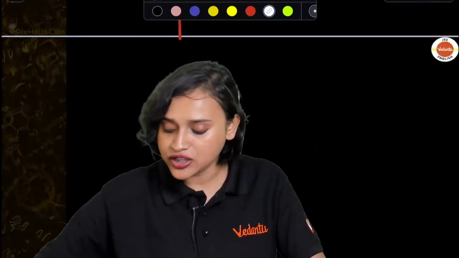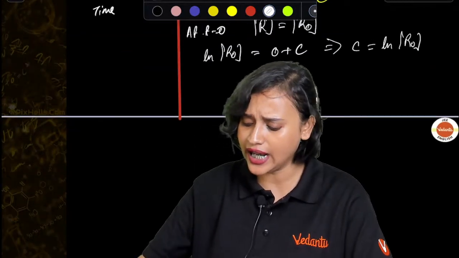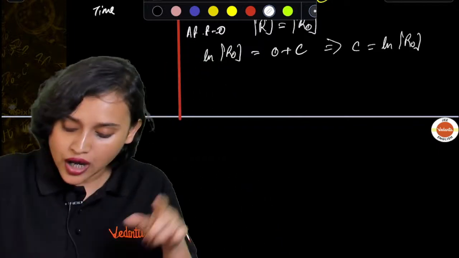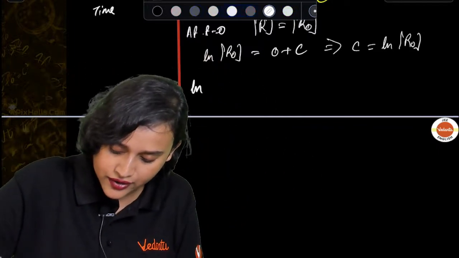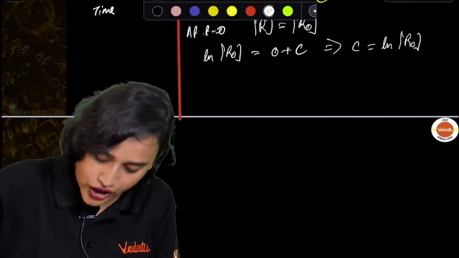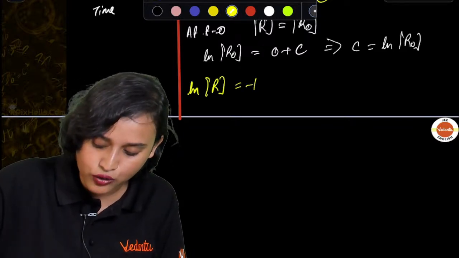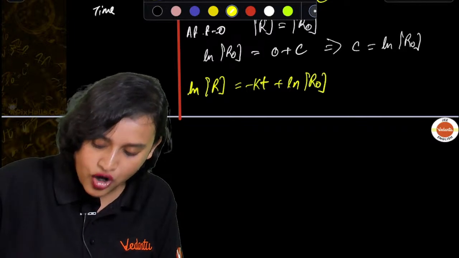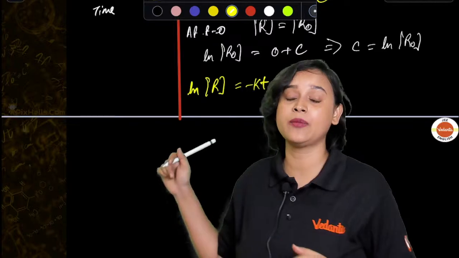Okay. Now coming to the next step. We have calculated c is equal to ln of R naught. So now if I put this value in the previous equation, what will I get? Let me change the color so that you know that this is the extra part we are doing. Here you will get ln of R, natural log of R, is equal to minus kt plus ln of R naught. That's my constant.